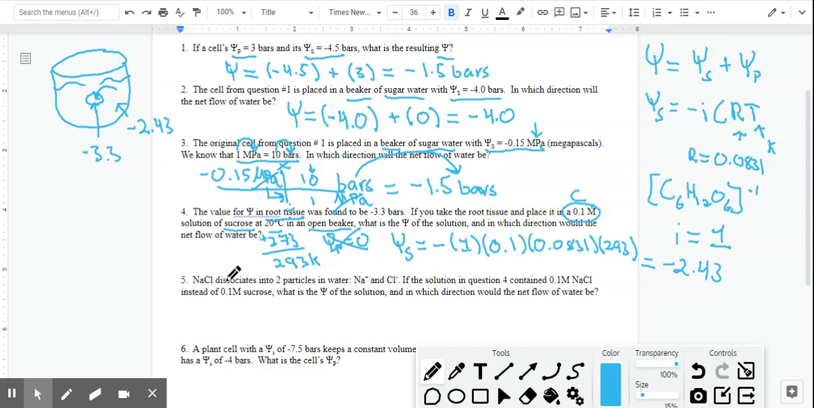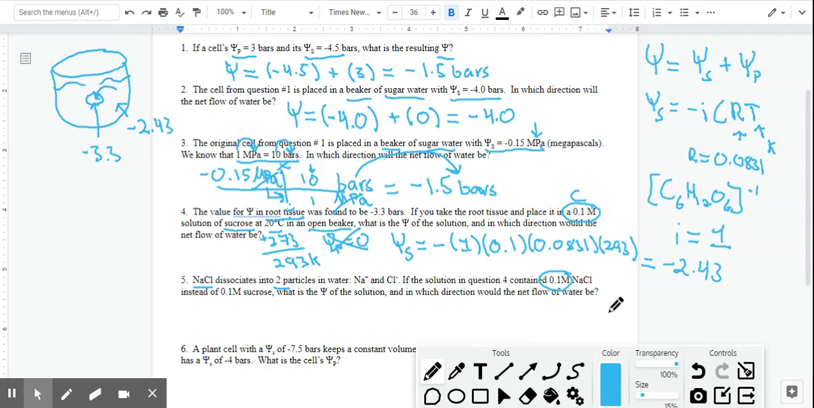Alrighty. Number 5, we're going to basically do the same exact thing, but the only thing we're going to change is that instead of glucose, 1 ionization constant, now we're using sodium and chlorine. We have our table salt, sodium chloride, and it even tells us it dissociates into 2 particles. So our i value in this case is not going to be 1, it's going to be 2. It says that we still have our concentration 0.1, so the number for the concentration did not change. What we dissolved, the solute, then changed. Everything else is going to be exactly the same. The temperature is the same.